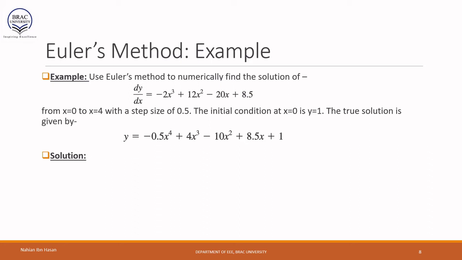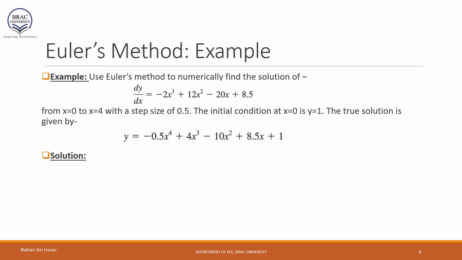Okay, so this is the differential equation, and on the right hand side, for different values of x, we are going to find out the different values of the differential. That means we are just going to, using this equation, find out the slope of the function at different data points.